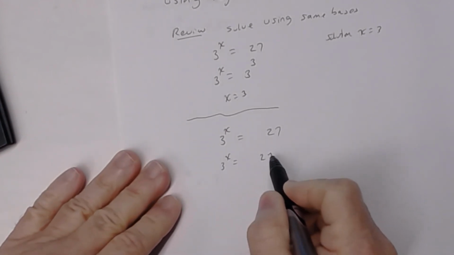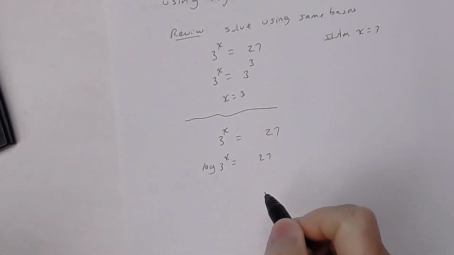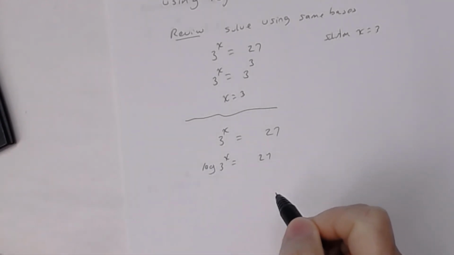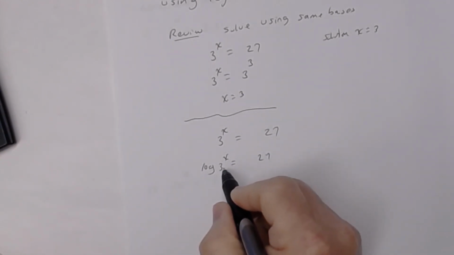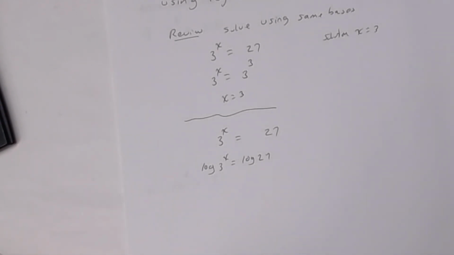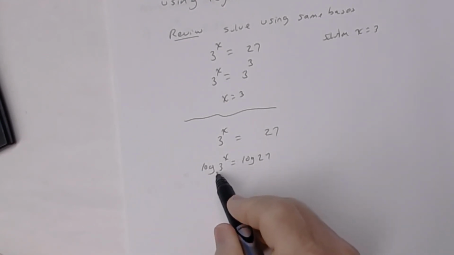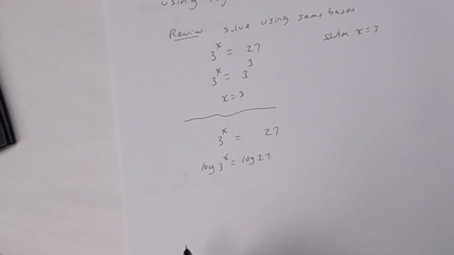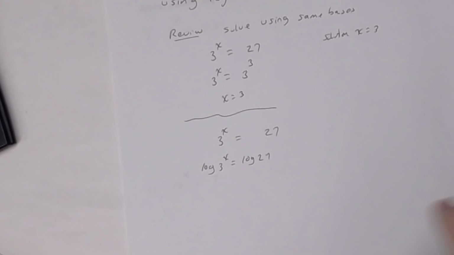We're going to take the log of both sides. Remember the phrase: take the log of both sides. So I'm going to say the log of 3 to the x equals the log of 27. Notice I'm using a common logarithm here. Remember, if you don't see the base, it's understood to be 10. And now I can use the power rule.